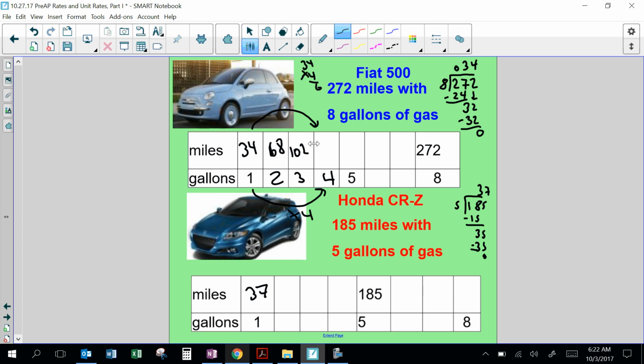16, carry a 1, 136. And then to turn 1 gallon to 5 gallons, I need to multiply it by 5. So 34 times 5, 20, carry a 2, 170. As you can tell, a Honda CR-Z can do 185 miles in 5 gallons, while a Fiat can only do 170 miles in 5 gallons. So Honda has better gas mileage.